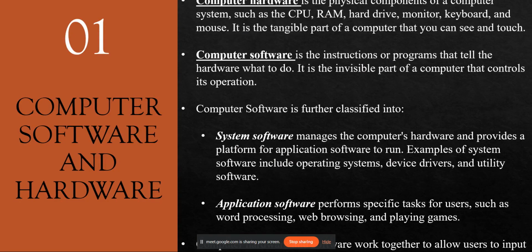Now, for the first topic, we said that computer hardware are the physical components of a computer system, and we went through them. We also said that software is the instructions or programs that tell the hardware what to do. We classified computer software into two: system software, which manages the computer's hardware, and application software, which performs specific tasks for users.